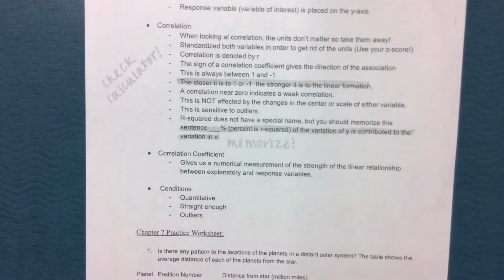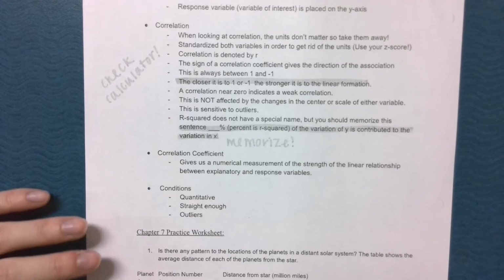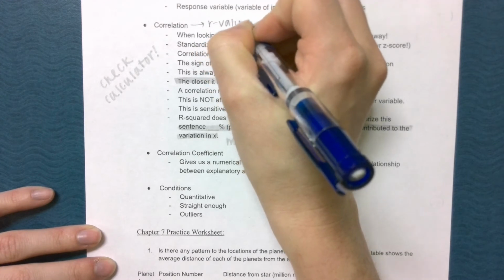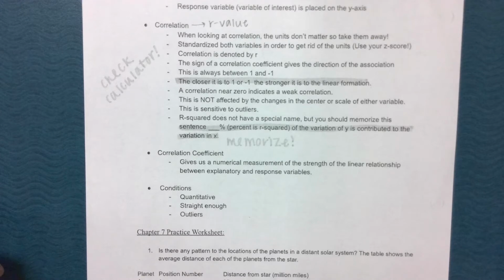Okay, our next area of focus was all about correlation. When you're looking at correlation, what you're really focusing on is that R value. Remember that the R value measures the strength of your scatter plot. When we were talking about this correlation, we said that the units don't matter, so we got rid of them. We standardized both of our values, meaning we changed everything into z-scores. And then these z-scores came together to give us that R value, which is our correlation.